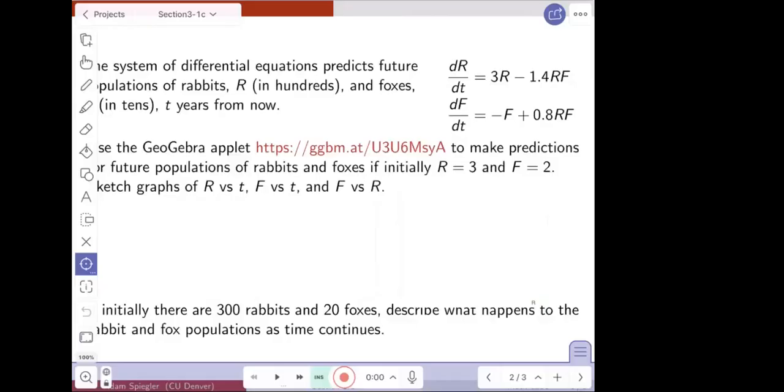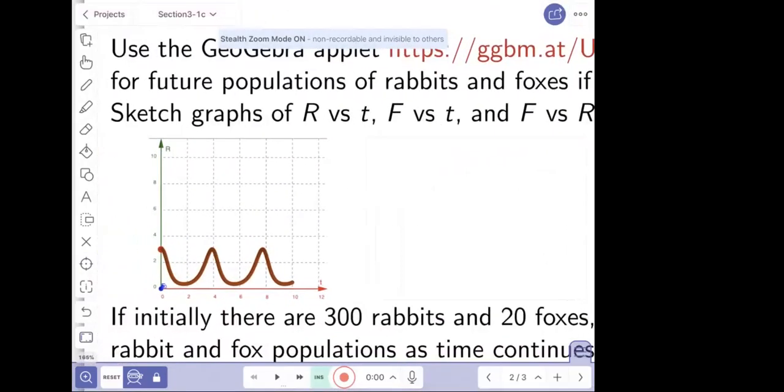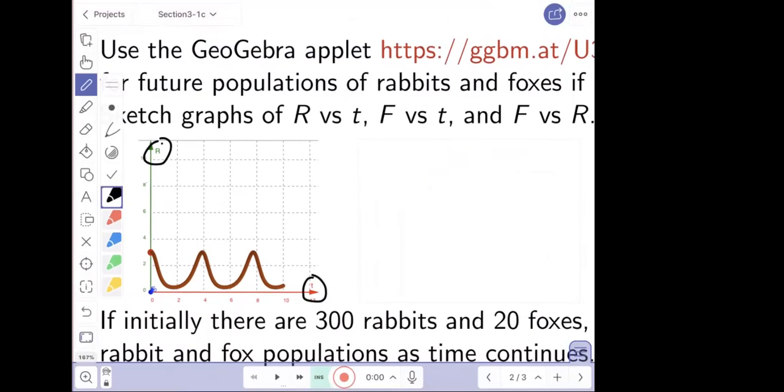Okay, so let's start. Here's a picture of the graph of R versus T. Let me zoom in on this a little bit. So here's our graph that we saw before. And this is telling us the cyclic nature of the rabbit population. So we've got R versus T.